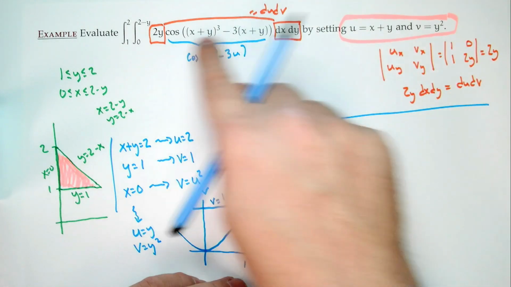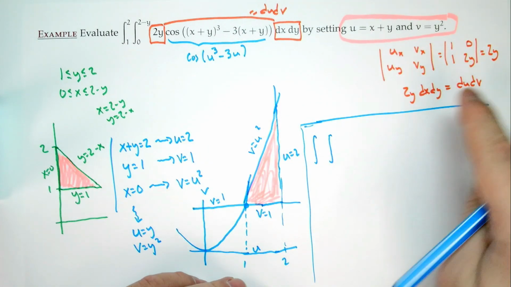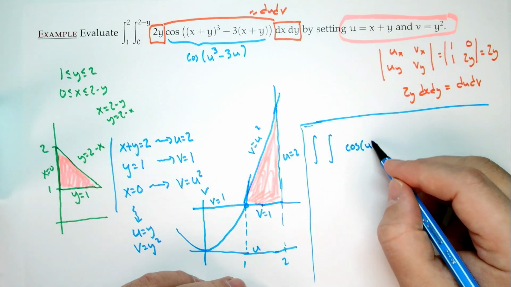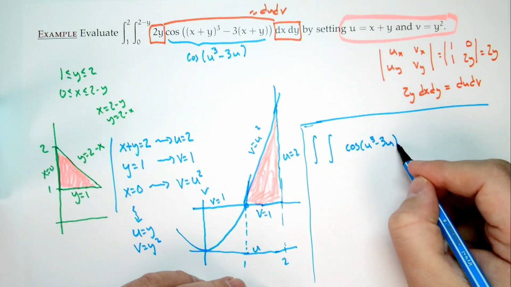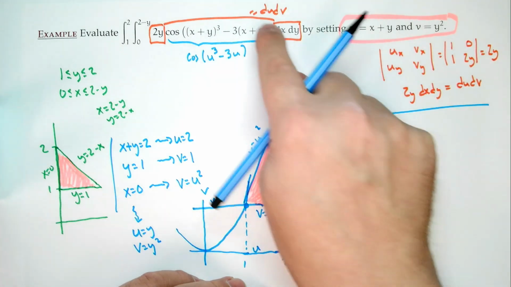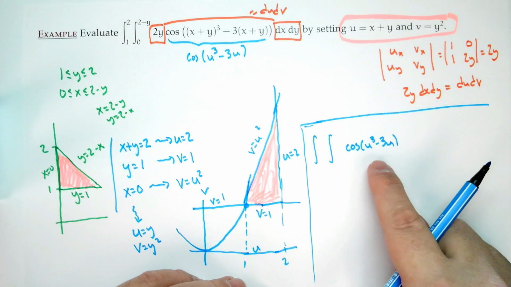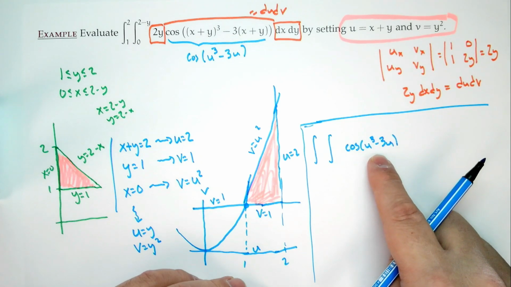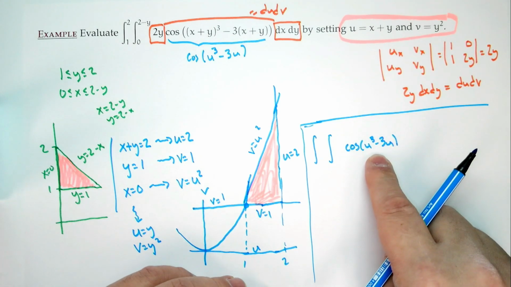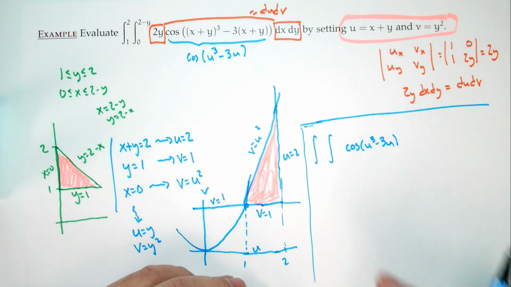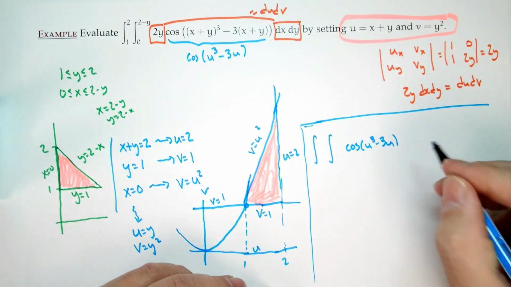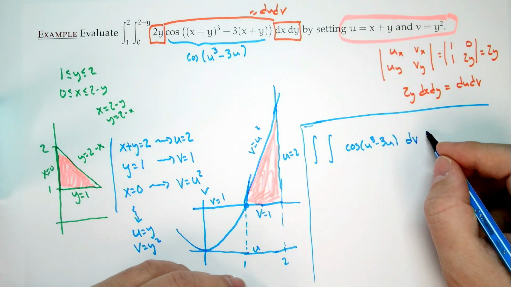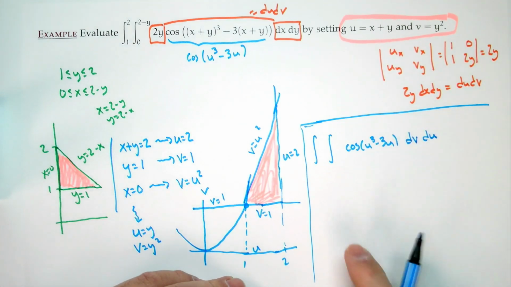So the 2y dx dy becomes our du dv. Then our function becomes cosine of u cubed minus 3u. Now we have to choose, is it du dv or dv du? And look at this, it's not going to be du dv. No, we refuse. Why? Well, because you can't integrate that with respect to u. But you can with respect to v. So dv du. All right, no problem.